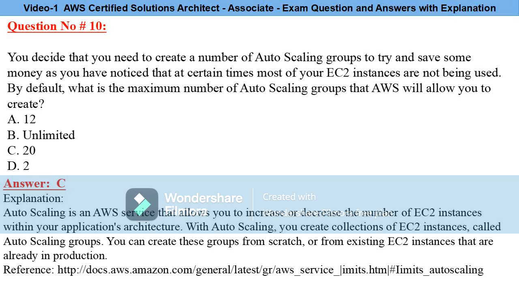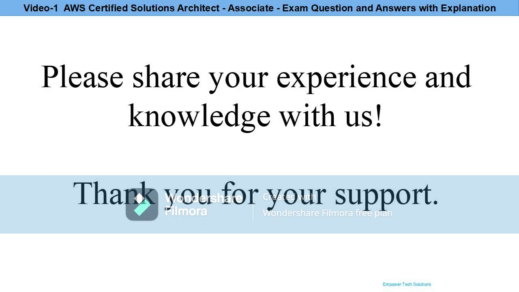For the last question, you decided that you need to create a number of Auto Scaling groups to try and save money, as you noticed that most of the EC2 instances are not being used by default. What is the maximum number of Auto Scaling groups that AWS allows you to create? The answer is 20. For explanation, Auto Scaling is an AWS service that allows you to increase or decrease the number of EC2 instances within your application architecture. With Auto Scaling, you can create a collection of EC2 instances called an Auto Scaling group. You can create the groups from scratch or from existing EC2 instances that are already in production. So you can create a maximum of 20. That will be the answer.